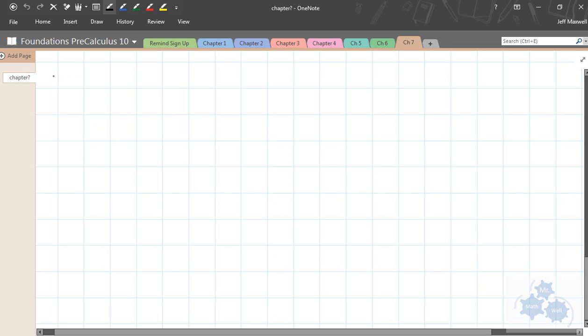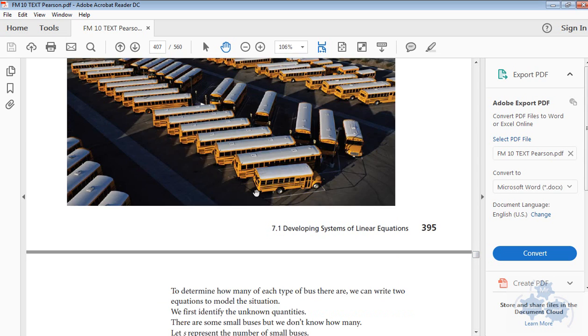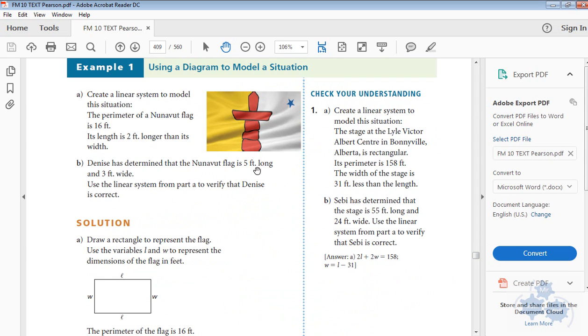All right, example 1 in your text. Example 1, right here. So let's walk through this example, just so you can get a little bit of practice. So this is what it says: create a linear system, so that's a system of linear equations, to model this situation. There's always going to be two parts: one part for one line, one part for another one. The perimeter of a Nunavut flag is 16 feet. And the second part is the length is 2 feet longer than its width.